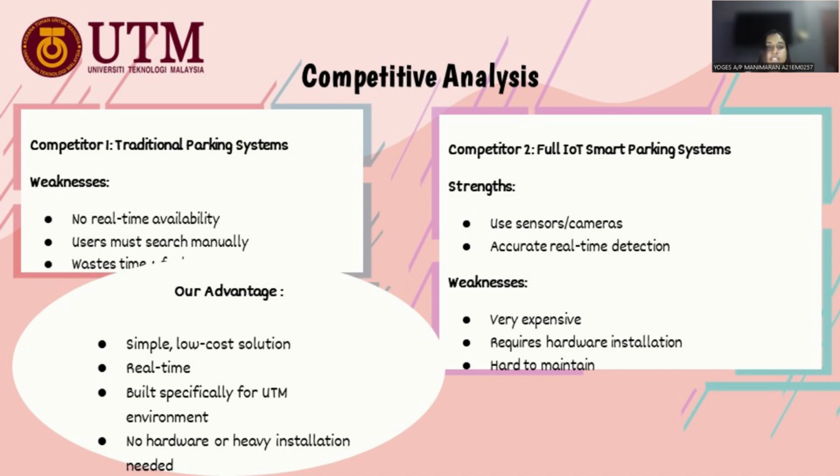Our competitive analysis: the first competitor is the traditional parking system, whose weaknesses are no real-time availability and users searching manually by going around and around, which wastes time and fuel. The second competitor is full IoT smart parking systems like those in malls and certain government offices. They use sensors and cameras and give accurate real-time detection. Ours is based only on software and how users use the software. So there are some advantages: it's a simple, low-cost solution built specifically for the UTM environment, and there's no hardware installation, so it's not expensive for us.